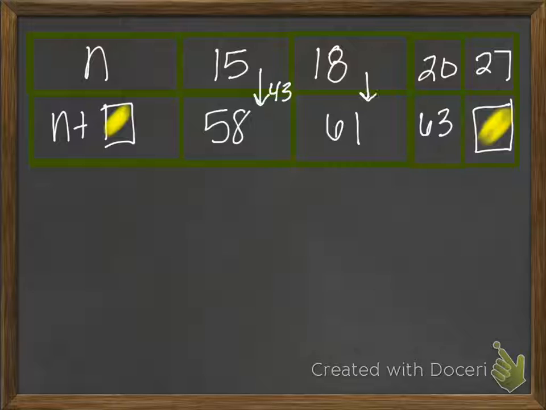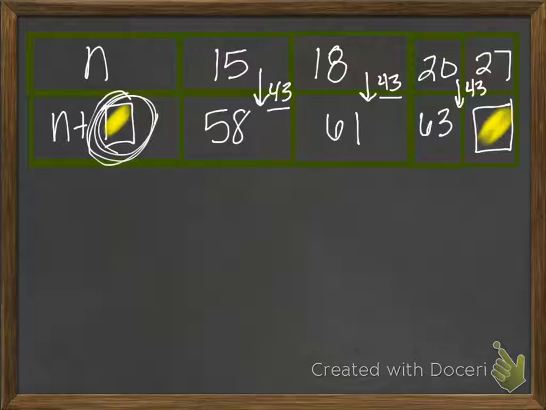What am I increasing by here? 43. Please notice that I am not going across. I'm not saying what's the difference between 58 and 61. I'm always going up to down, up to down. 20 to 63 is 43. Well, now it wants me to solve. I already know what's probably going to go in this box. The same thing that we've been going over. So our rule would be n plus 43.